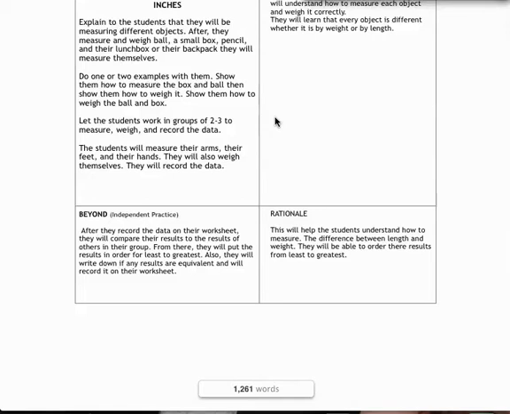This will help the students understand how to measure the difference between length and weight. They will be able to order their results from least to greatest, and then at the end of their worksheet, they will have to classify each object by weight, length, and height, and they will show it on their worksheet. They will demonstrate it for me.